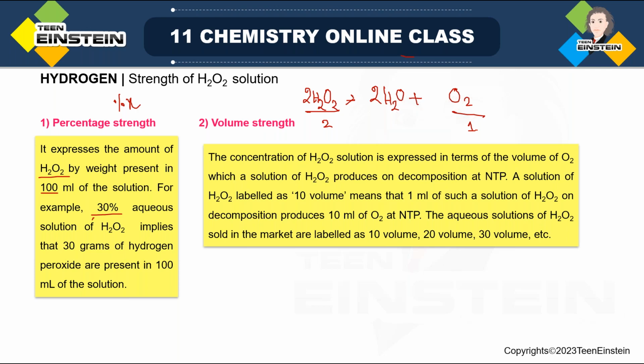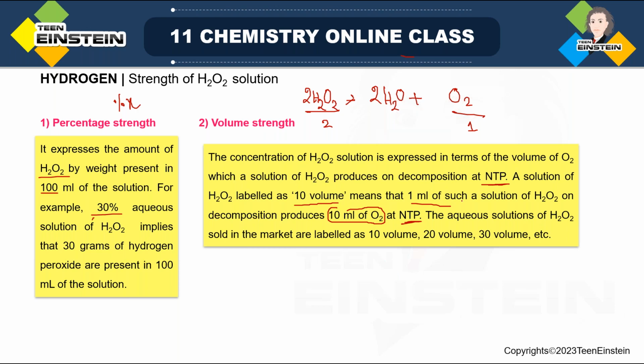The concentration of H2O2 solution is expressed in terms of the volume of O2 which a solution of H2O2 produces on decomposition at NTP condition. So at NTP condition, suppose the bottle is labeled as 10 volume. What does it mean? It means 1 ml of such H2O2 solution on decomposition, obviously at NTP condition, will produce 10 ml of O2.